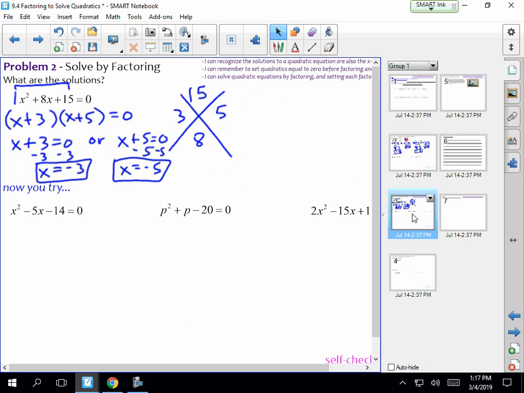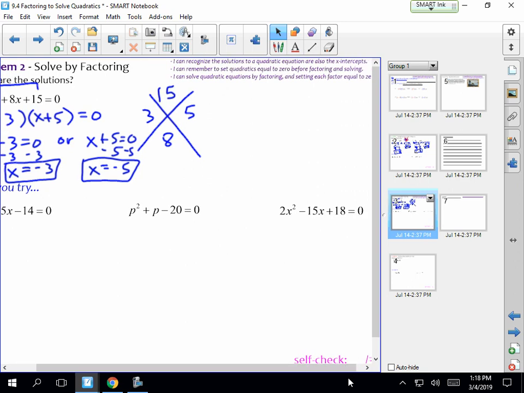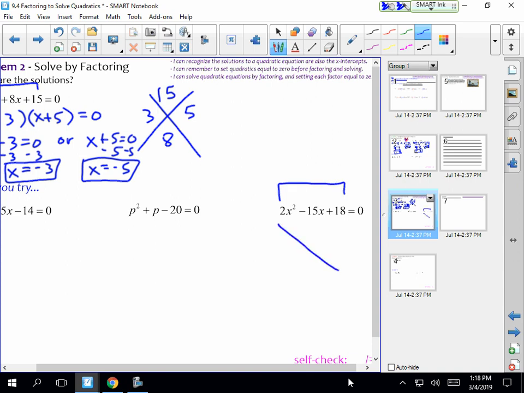Now, I want to talk about the third one here because it's just slightly different than the other two, and then you're going to do the other two on your own. So the third one here is a not so simple quadratic, right? So we're going to take 2 times 18, which is 36, and they have to add to equal -15, the middle term.